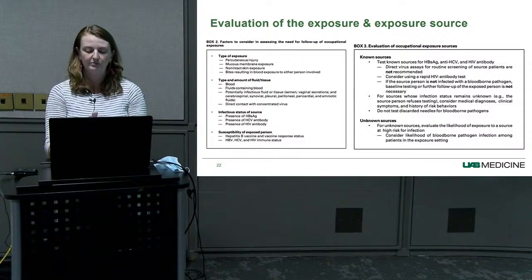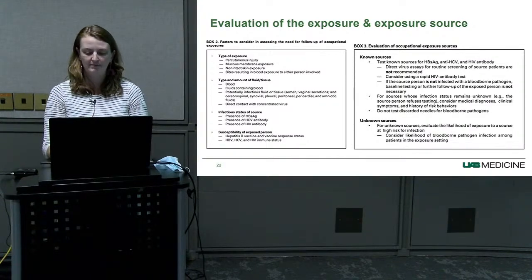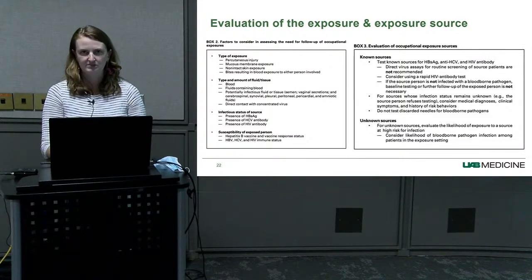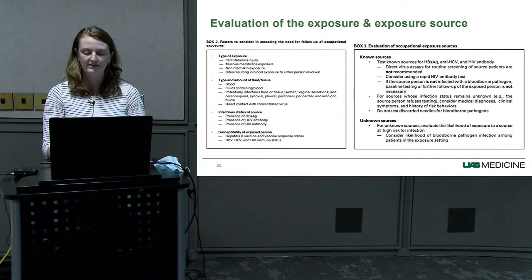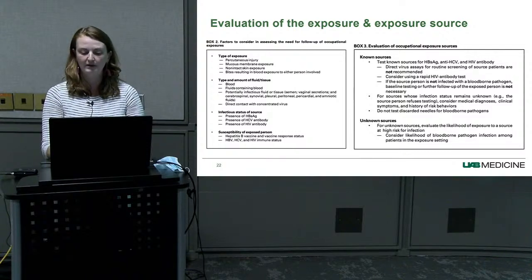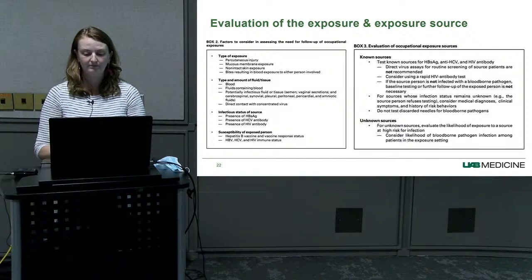For CSF, synovial fluid, pleural, peritoneal, pericardial, and amniotic fluid, the risk of transmission is really unknown. And then the rest that you might think about, feces, nasal secretions, saliva, sputum, sweat, tears, urine, and vomit, are not considered potentially infectious unless they contain blood, because the risk of transmitting hepatitis B, C, and HIV from these materials is incredibly low.